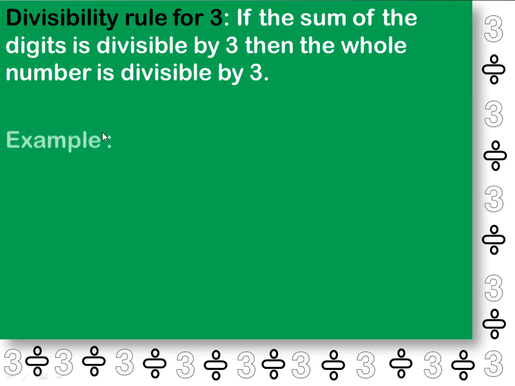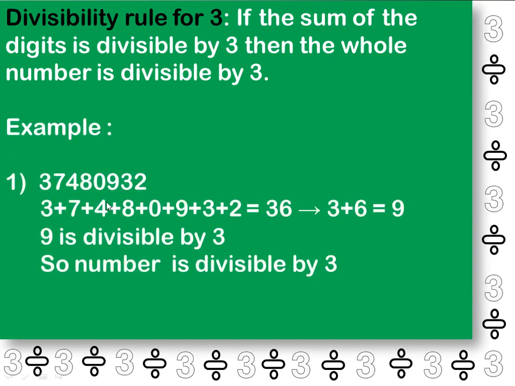So now let's have an example of that. The first example is 3748092, the same example that we took last time. Now in this, add every digit. We are going to get 3 plus 7 is 10, 10 plus 4 is 14, 14 plus 8 is 22, 22 plus 9 is 31, 31 plus 3 is 34, 34 plus 2 is 36. Now if you know that 12 times 3 is 36, you can directly write that this is divisible by 3, or you can even simplify it by adding 3 and 6, which gives 9, and 9 is divisible by 3, so the whole number is divisible by 3.